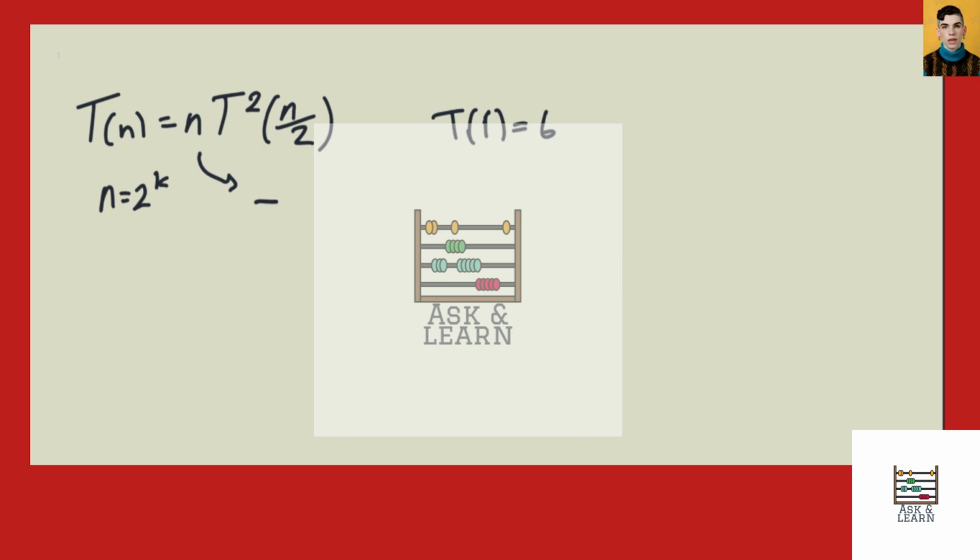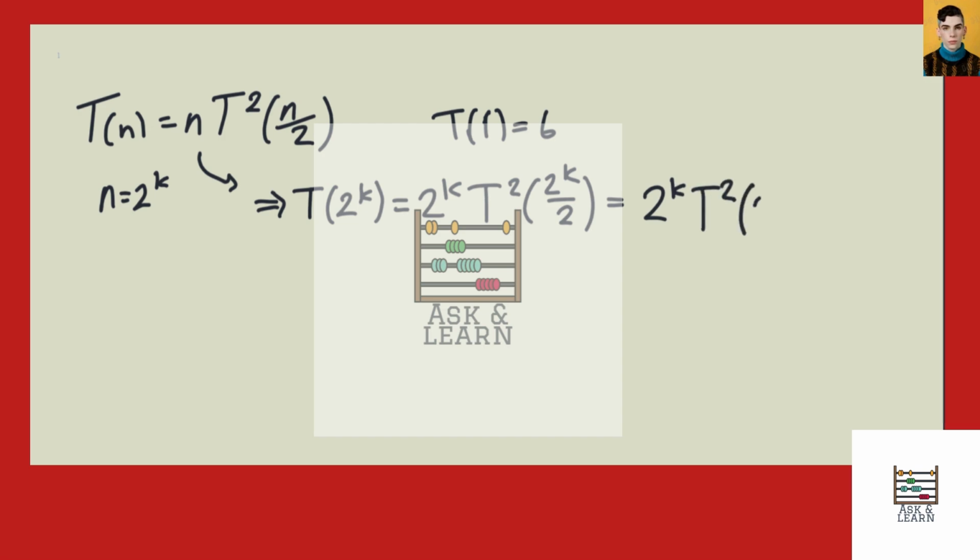And so this becomes T of 2 to the power of k is going to be equal to 2 to the power of k times T squared at 2 to the power of k over 2, which of course is going to be equal to 2 to the power of k times T squared at 2 to the k minus 1.